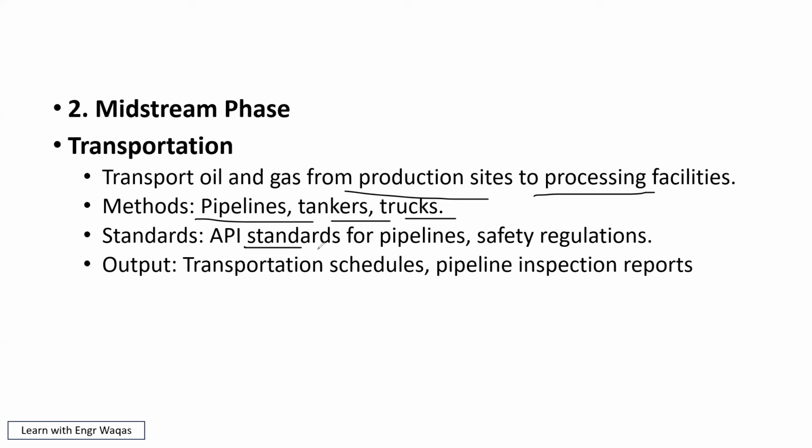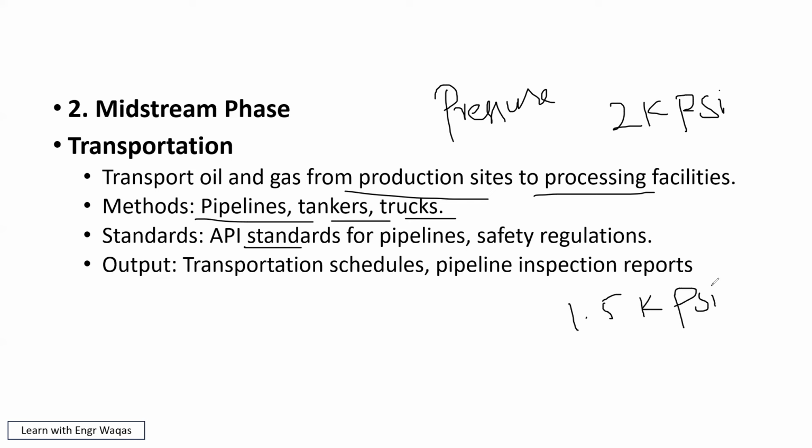Obviously, you are going to assess how much pressure the reservoir has. Obviously, if the wellhead pressure is, let's say, 2000 psi, you are not going to install a production pipeline of 1.5 ksi because it's going to cause a disaster. So your safe pressure should be there.